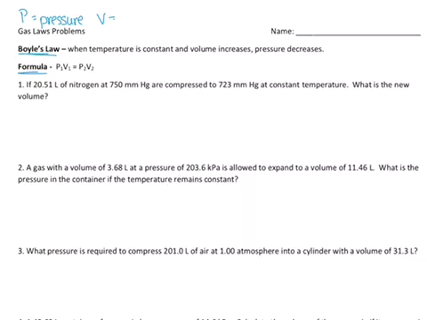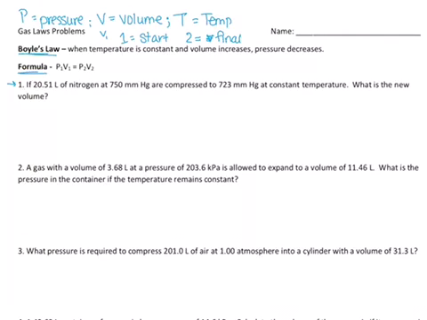V stands for volume, and then we'll come across T as well, and T stands for temperature. Then you'll notice these little subscripts like a 1 after it, and the 1 indicates the starting, and 2 will indicate the final. So let's look at the first Boyle's Law problem.